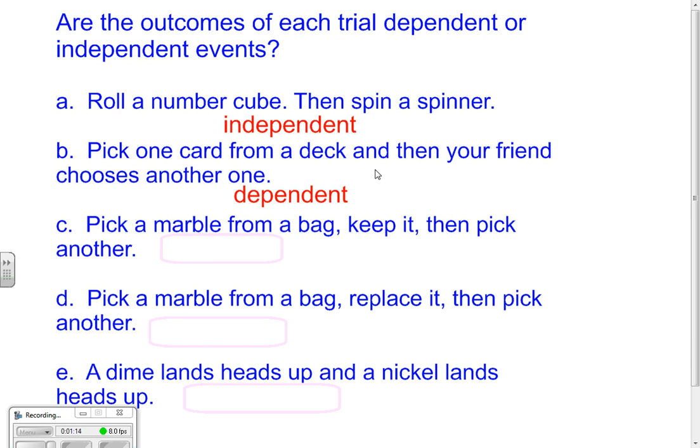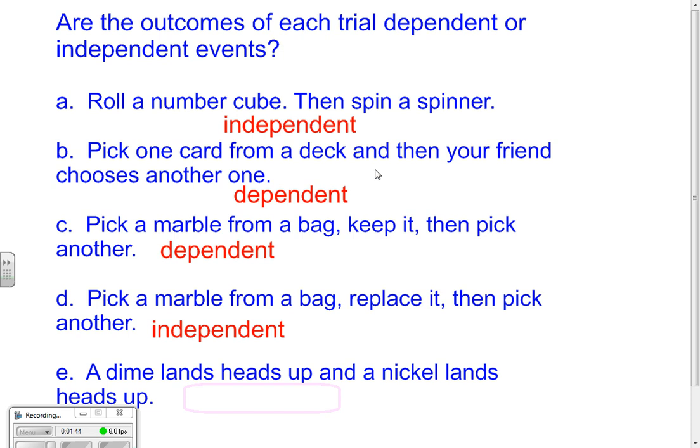Letter C, you pick a marble from a bag, you keep it, then pick another. So this one's without replacement, and without replacement is always dependent because that first marble is gone. Letter D, you pick a marble from a bag, replace it, then pick another. Replacing it is a very large key phrase here. Because you replace it, that makes these events independent because you look at the marble and then you put it back, which means your second draw is completely independent from what you did the first time.